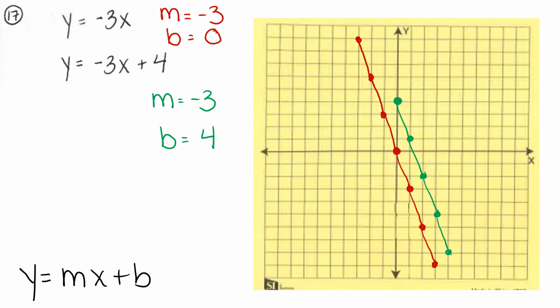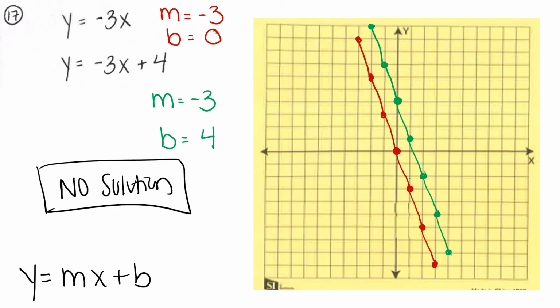We can then go the opposite direction of up 3 and over 1, which continues putting our points in a straight line, and our line gets close to both edges of the graph. We can see that our lines are parallel, meaning they do not intersect, meaning we have a no solution problem.